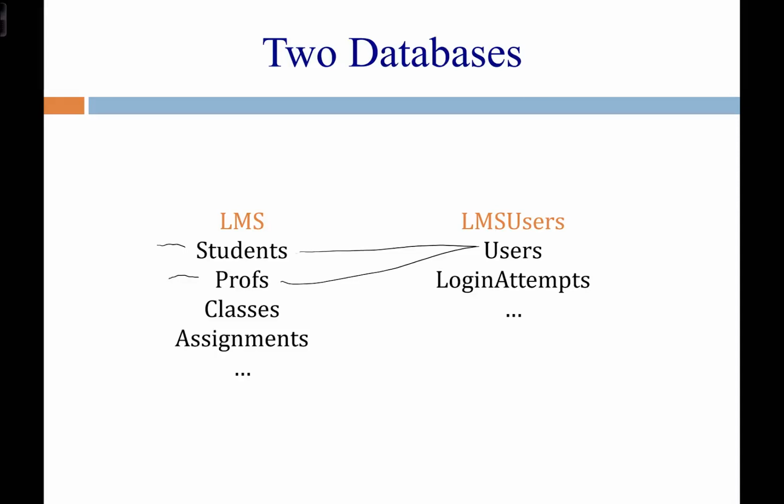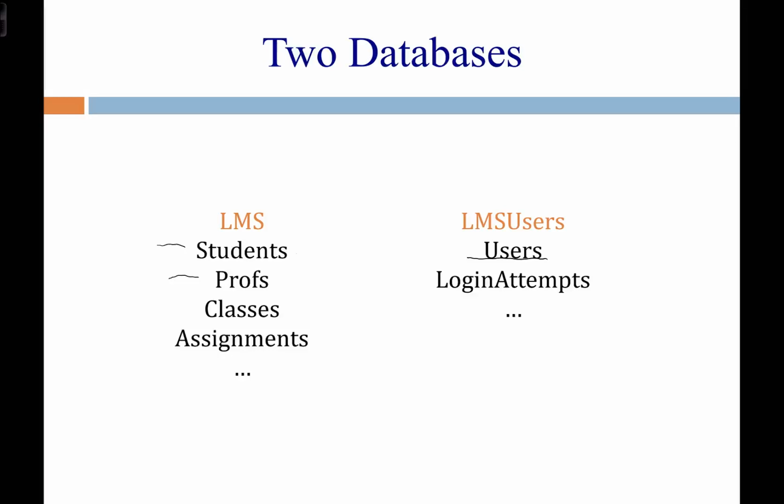In the LMS users tables, this users table only has UID and password hash. It actually has quite a few other things in that, but related to the LMS, it doesn't know really what a student is. It doesn't really know what classes they're enrolled in. It doesn't know any of their grades or anything like that. The only connection between these two things are UIDs.